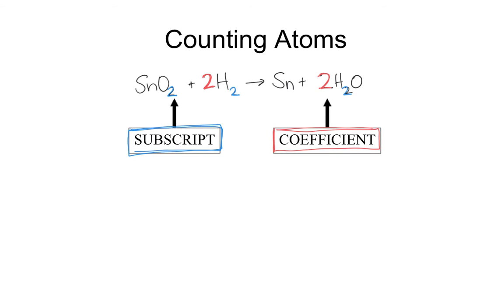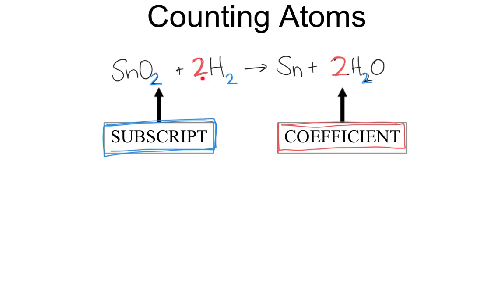So here we have tin oxide plus hydrogen gas is going to produce tin plus water. Now, the 2's that are blue are subscripts. Those tell us how many of each atom we have. The coefficient is red. The coefficient is going to tell us how many of that molecule we have. So how many water molecules we have. Here we have 2 water molecules, or here we have 2 hydrogen molecules.